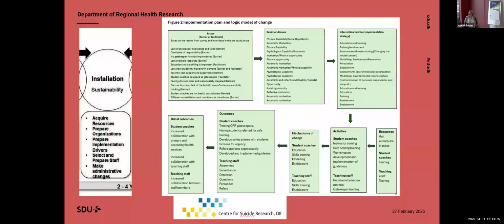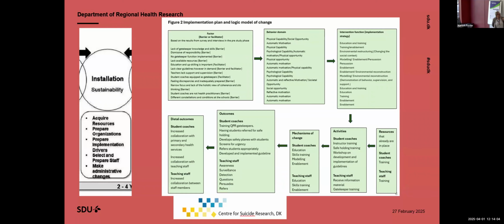So our strategy ended up being that we would train the student coaches, not only as QPR gatekeepers, which was the one we ended up using, but also as instructors for the rest of the teaching staff, because they could model behavior. They can also become a point of referral for the teachers and increase collaboration as well.